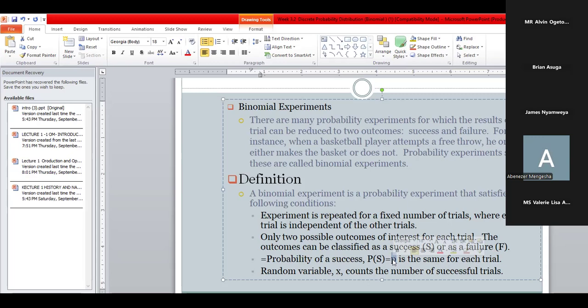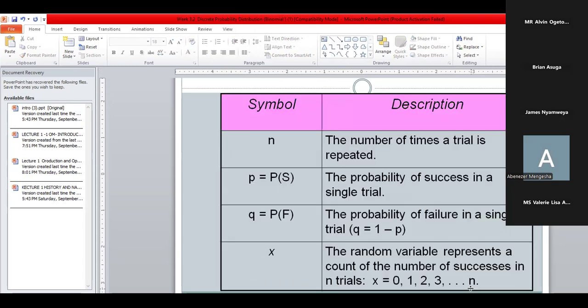We'll give you examples of experiments that can be considered binomial experiments, and those that are not binomial in nature. I've summarized these properties for you in a table. If you want to check whether an experiment is binomial, just fit this table. The first column is the symbol n, the number of times a trial is repeated.